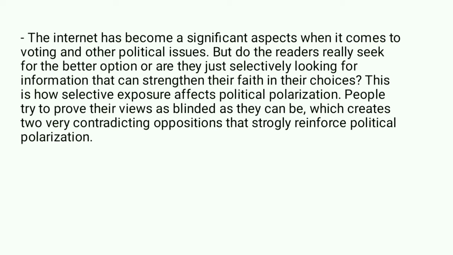The internet has become a significant aspect when it comes to voting and other political issues. But do the readers really seek the better option, or are they just selectively looking for information that can strengthen their faith in their choices? This is how selective exposure affects political polarization. People try to prove their views as blindly as they can, which creates very contradicting opposition that strongly reinforces political polarization.